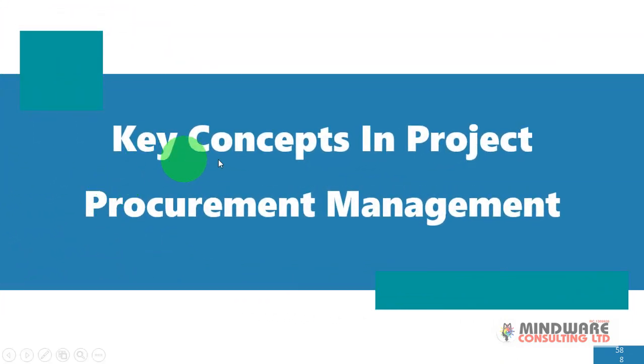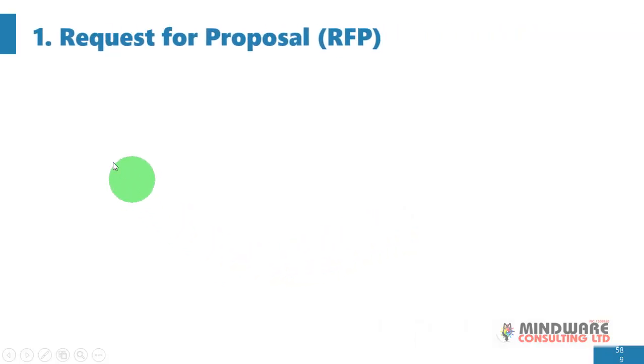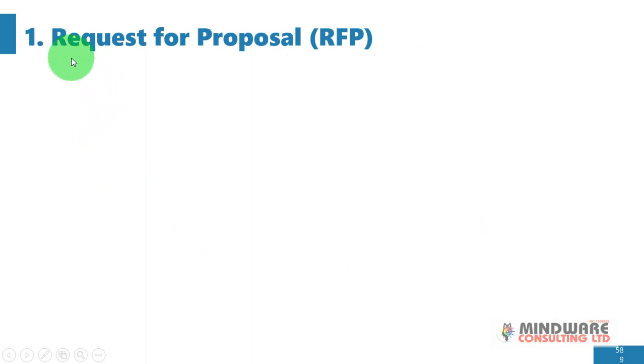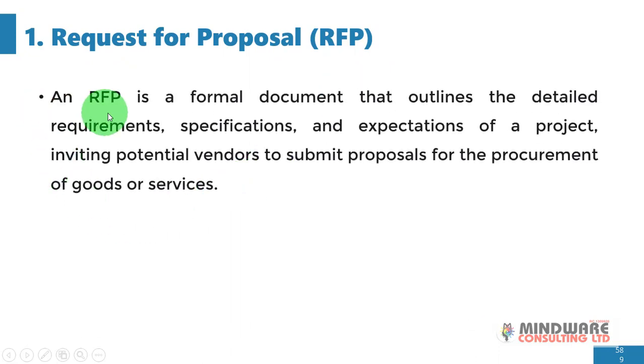Now let's look at the key concepts in project procurement management. Firstly, we have request for proposal, or what we call RFP. Now, an RFP is a formal document that outlines the detailed requirements, specifications, and expectations of a project, inviting potential vendors to submit proposals for the procurement of goods or services.